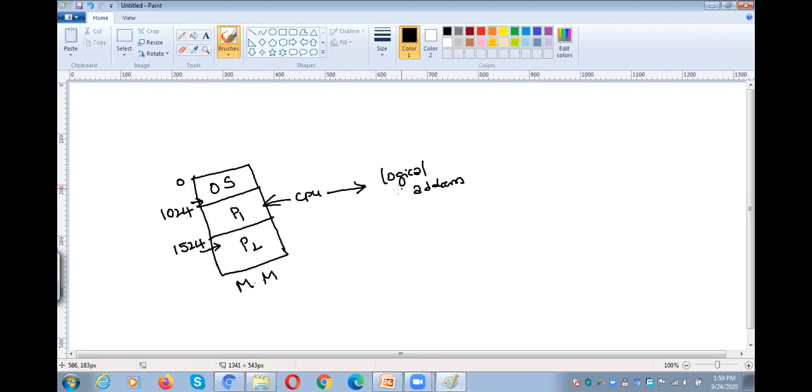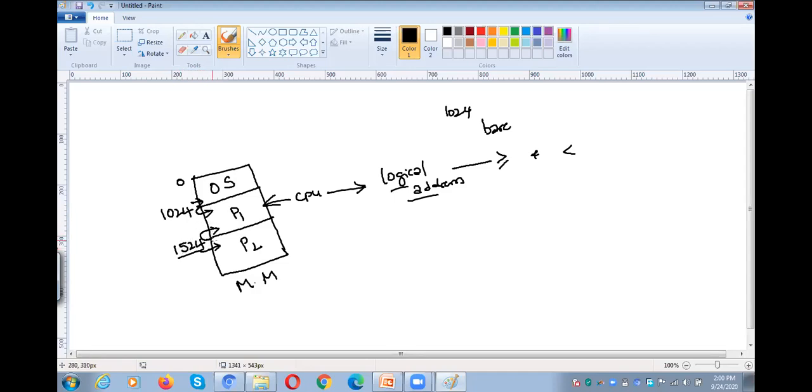So whenever the CPU generates one logical address, automatically this address will be tested with one condition. What is it? This address needs to be greater than or equal to base. What is the base address value? 1024. It might be 1024 or greater than 1024, like 1025, 627, like that. And it needs to be less than 1524. 1524 means it is again in P1. Greater than 1024 means it is greater than 1024.